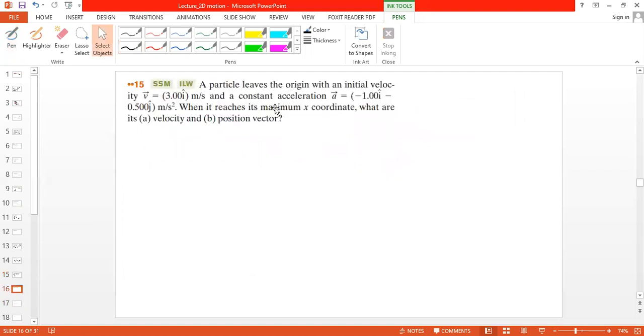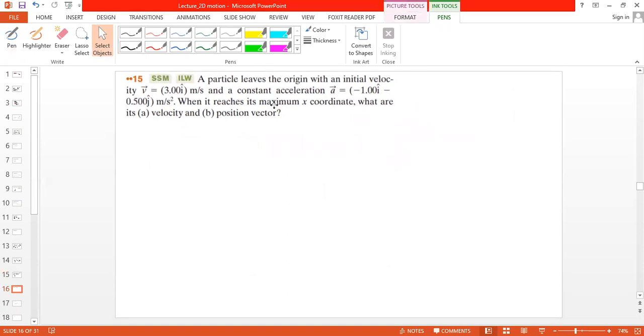A particle leaves the origin. It is a tricky math. A particle leaves the origin with an initial velocity of 3i and a constant acceleration of 1i minus 5j meter per second squared. When it reaches its maximum x coordinate, what are the velocity and the position vector? What are the velocity and position vector?